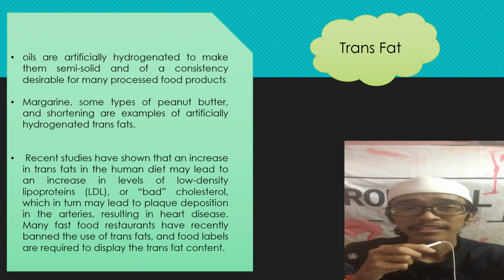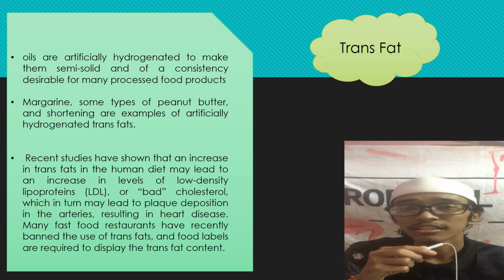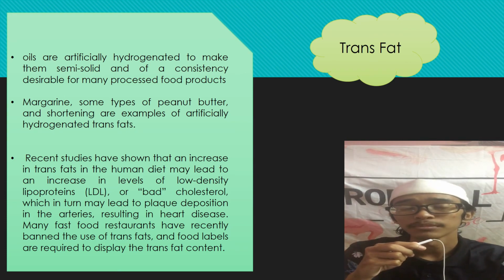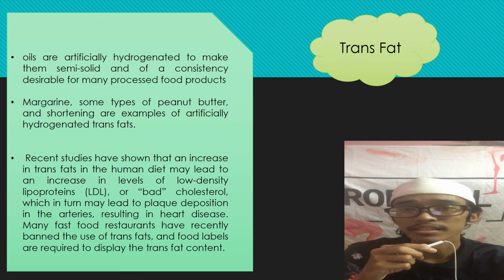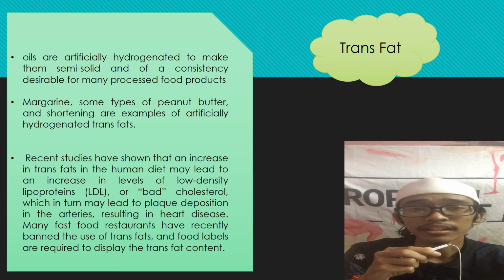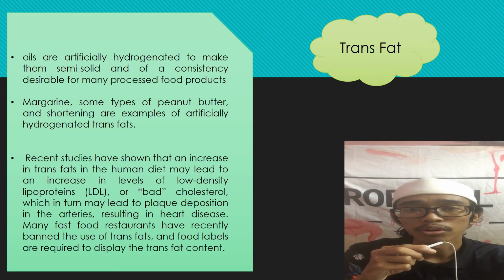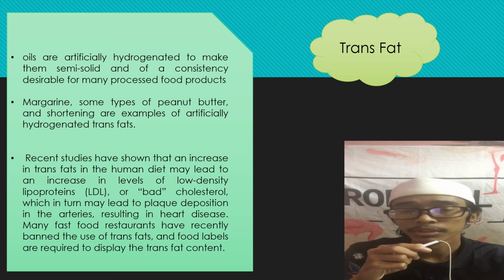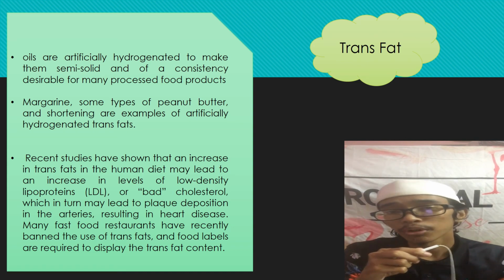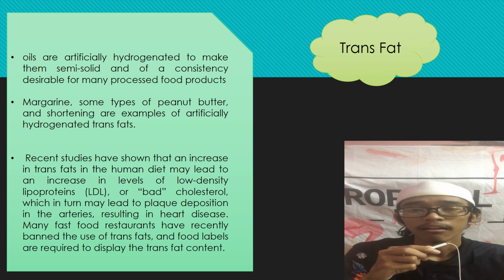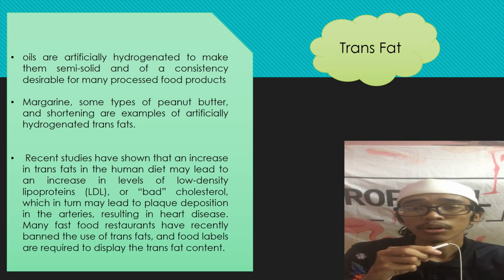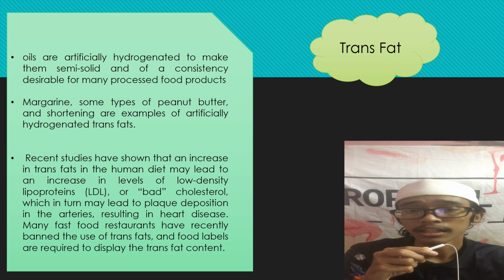Next, trans fat. In the food industry, oils are artificially hydrogenated to make them semi-solid and of a consistency desirable for many processed food products. Simply speaking, hydrogen gas is bubbled through the oil to solidify them. During this hydrogenation process, double bonds of the cis conformation in the hydrocarbon chain may be converted to double bonds in the trans conformation. Margarine, some types of peanut butter, and shortening are examples of artificially hydrogenated trans fat.